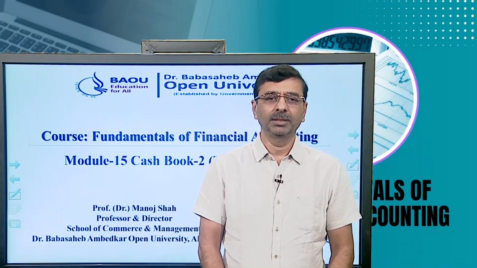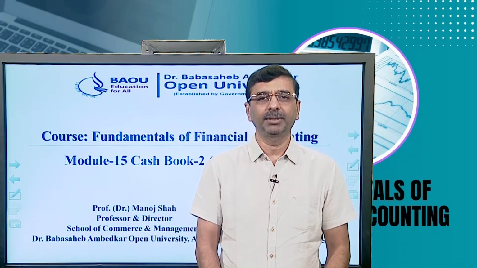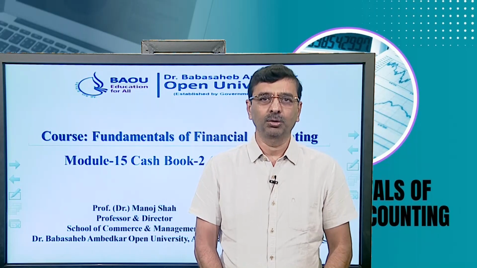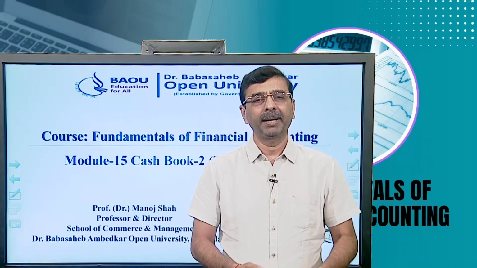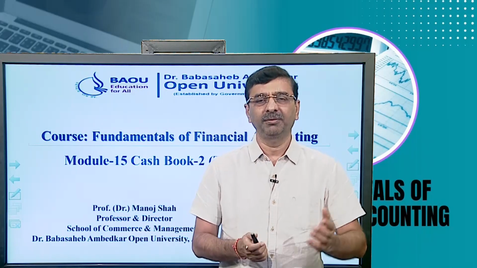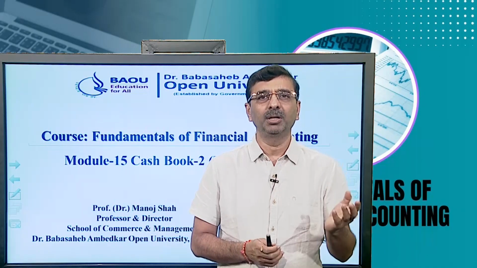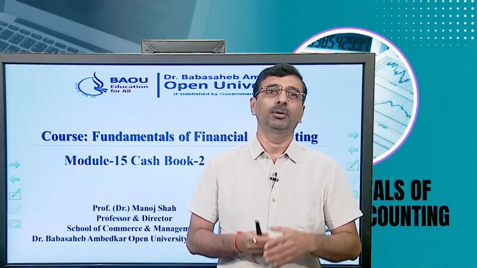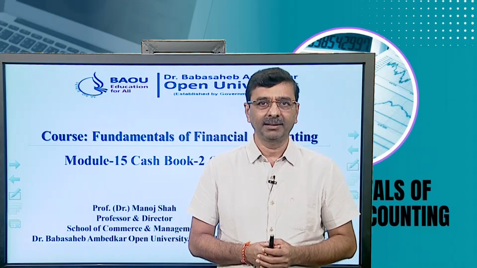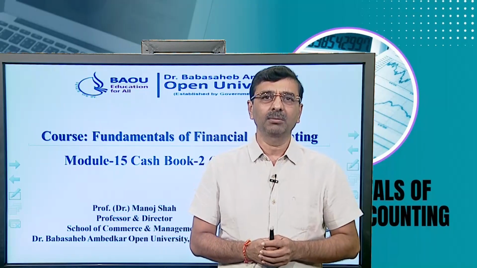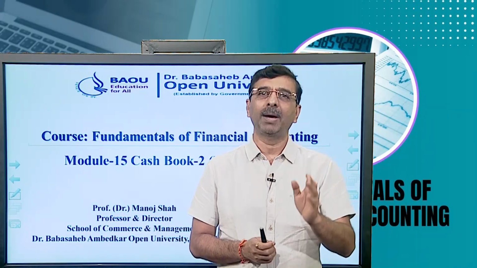Hello friends, once again welcome all of you to the course of Fundamentals of Financial Accounting. In the last video lectures we were discussing the cash book, how the cash book is prepared: the single columnar cash book and the two columnar cash books with different kinds of attachments, maybe the two columnar cash book with cash and bank, or cash and discount, or bank and discount. Here I am going to discuss with you the three columnar cash book. The three columnar cash book has cash, bank and discount.